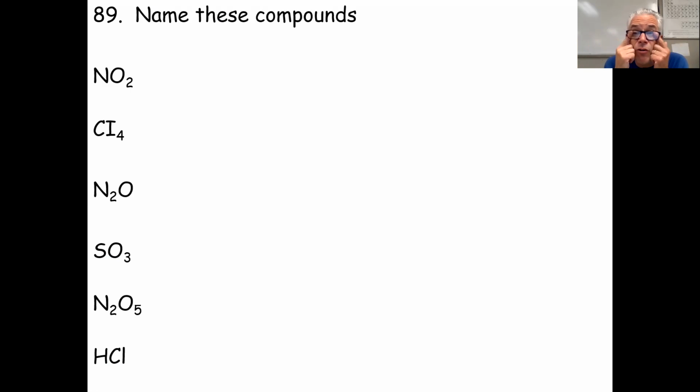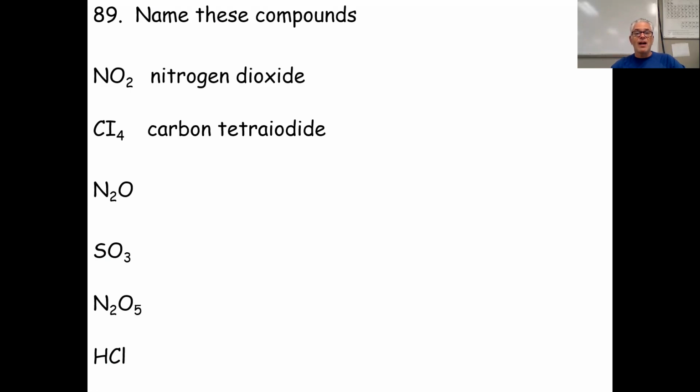Here we go. NO2, 1 nitrogen, 2 oxygens. Nitrogen dioxide. Look at that. Bada bing, nitrogen dioxide. CI4. C is carbon. There's only one. So it's carbon. Carbon, how do you say 4? Tetra. Carbon tetraiodide.